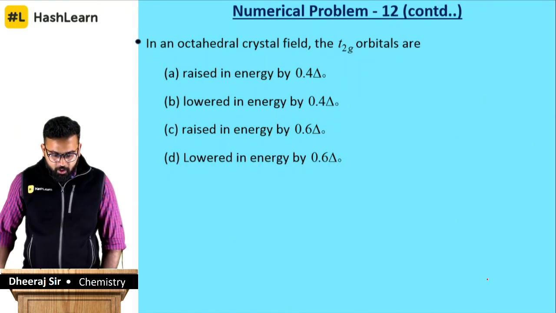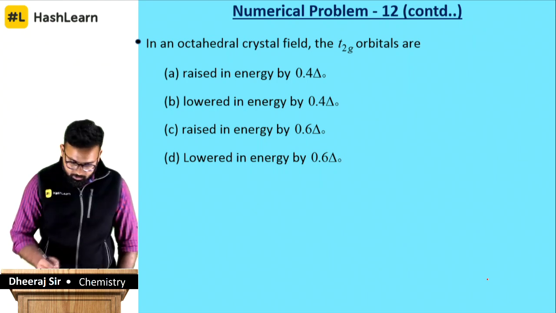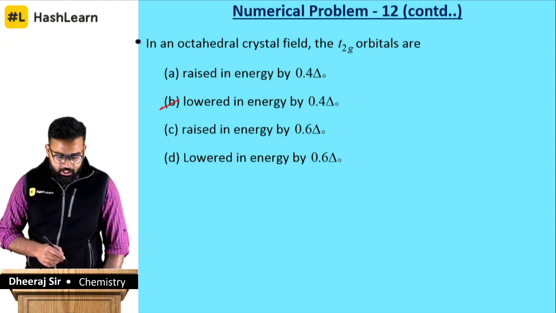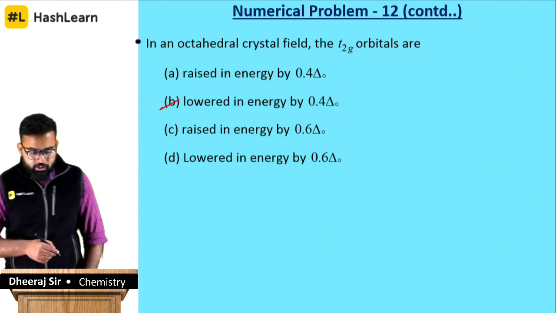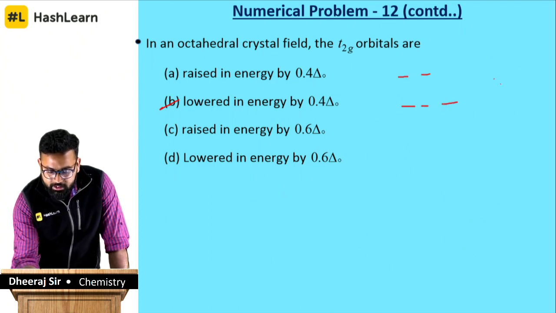So octahedral complex t2g levels are simple. It is lowered by 0.4 delta naught. Guys, t2g level, t2g is below, eg is above.